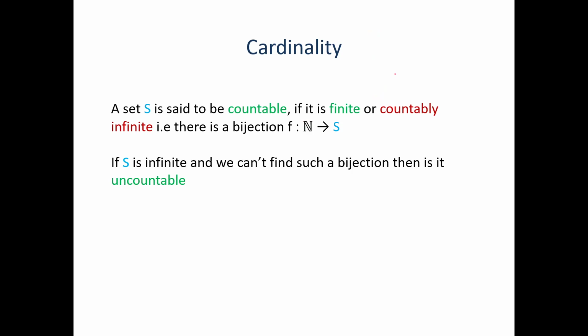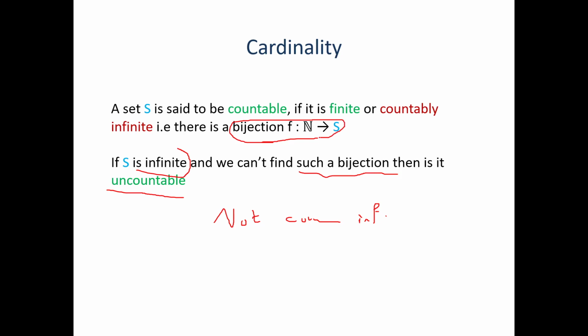Finally, if S is infinite, so it's not finite, and you can't find such a bijection, then it's not countable. Our definition of uncountable simply means it's not countably infinite. So if you can't find this bijection, then it's simply not countable.